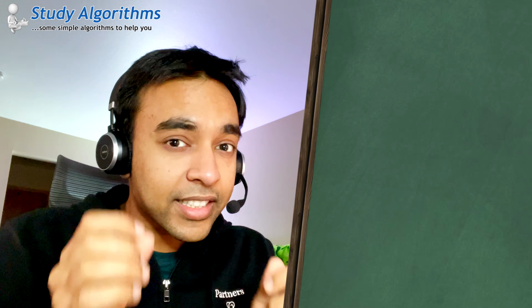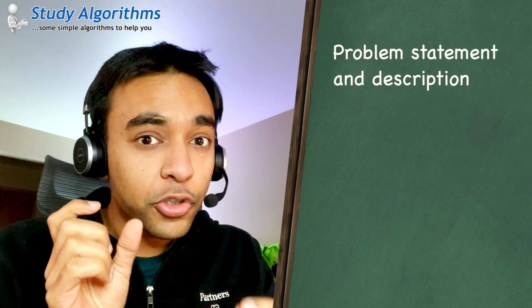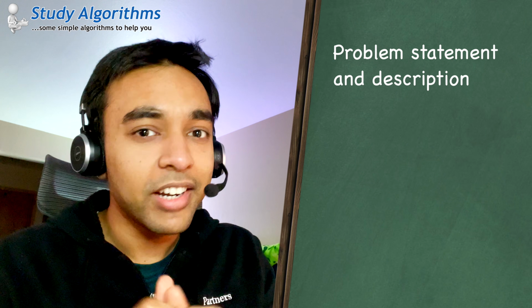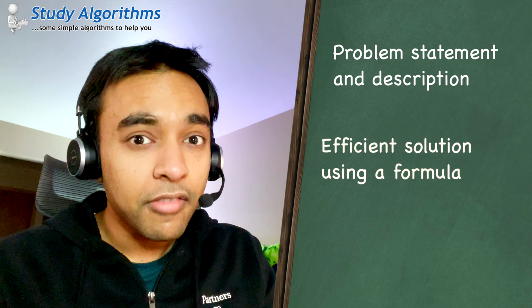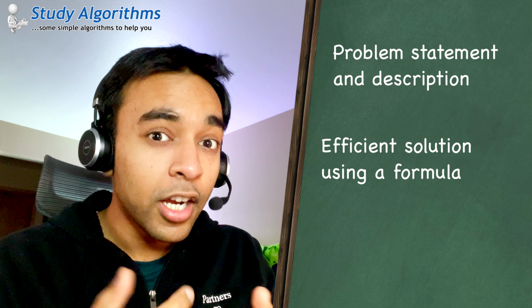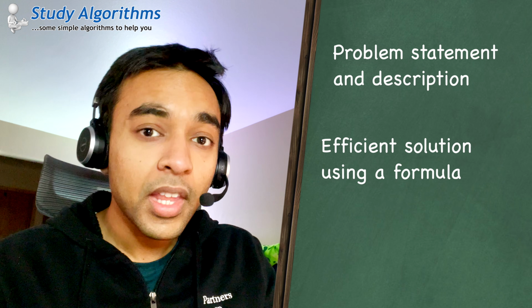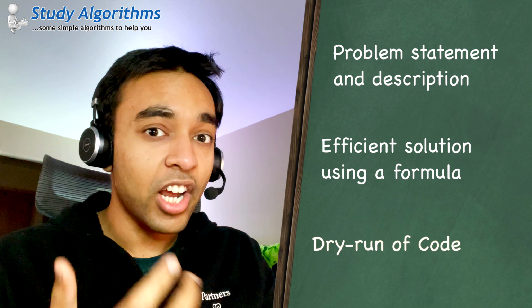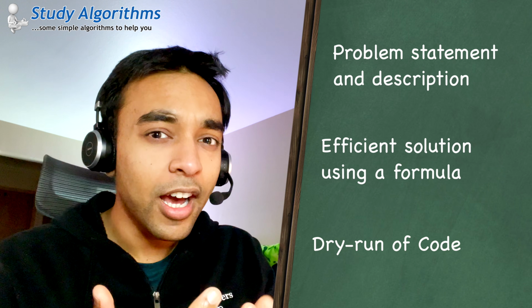First, I will explain the problem statement and show you a visual representation of the given test case. Next, we will try to derive the formula to solve this problem efficiently. Going forward, we will look at a dry run of the code so that you understand how all of this actually works. Without further ado, let's get started.